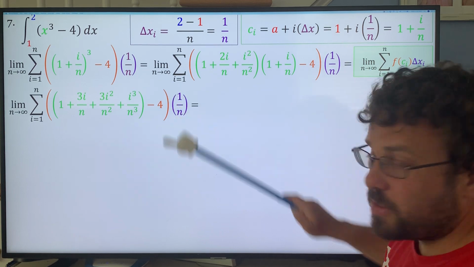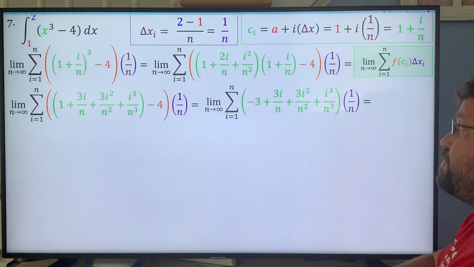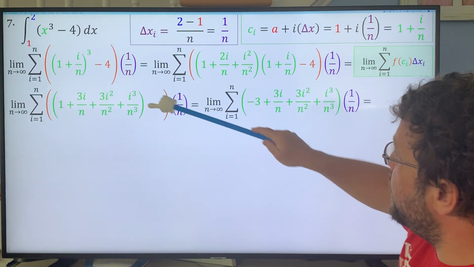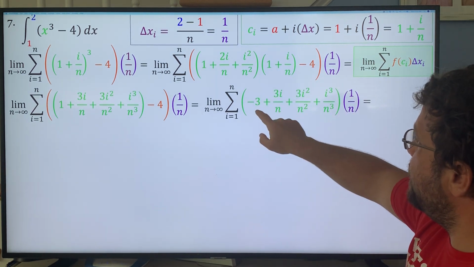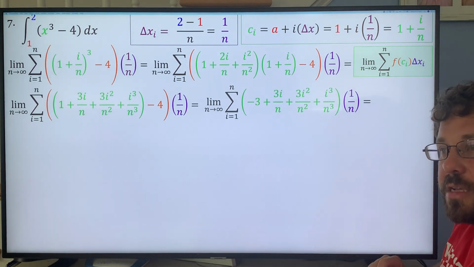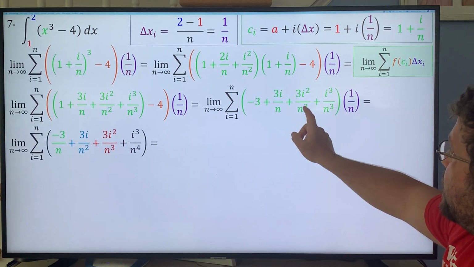1 minus 4 is negative 3. All stays times 1 over n. Take the 1 over n. The top stays the same. Add 1 exponent to the bottom: n squared, n cubed, n to the fourth.